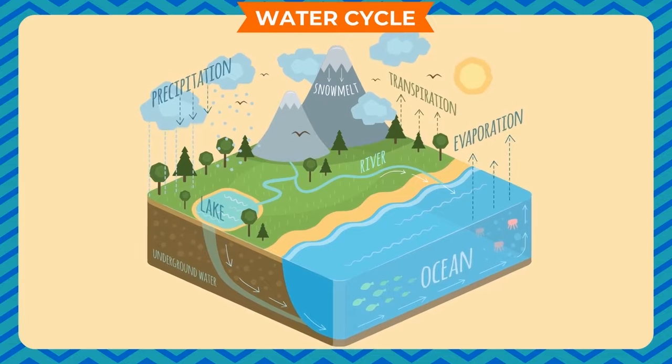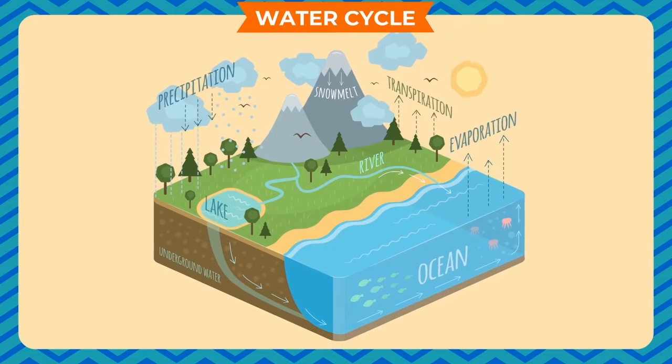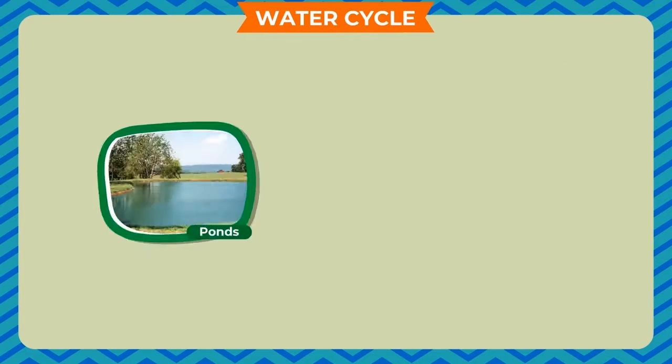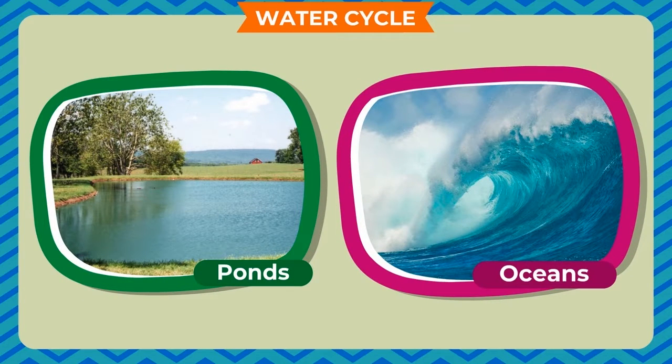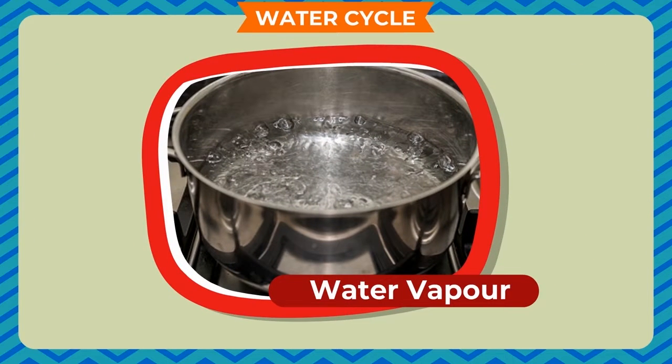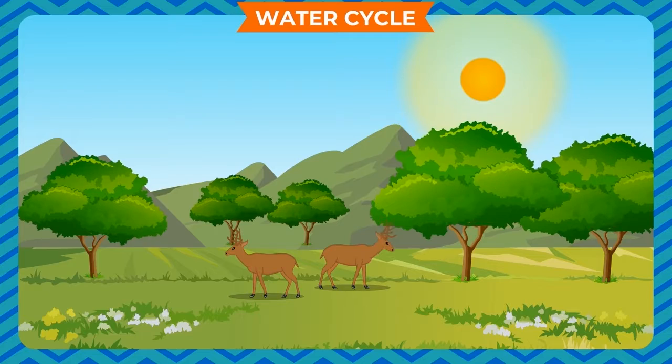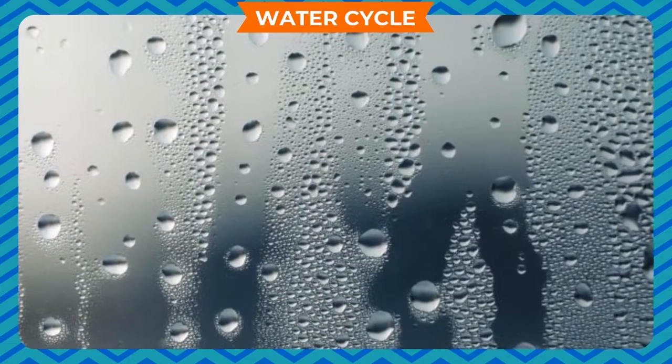Water cycle. When it rains, most of the rainwater goes into the rivers, lakes, ponds, and oceans. This water again evaporates into the atmosphere in the form of water vapor by the heat of the sun. Air expands and goes up. Water vapor present in the air condenses and forms clouds.